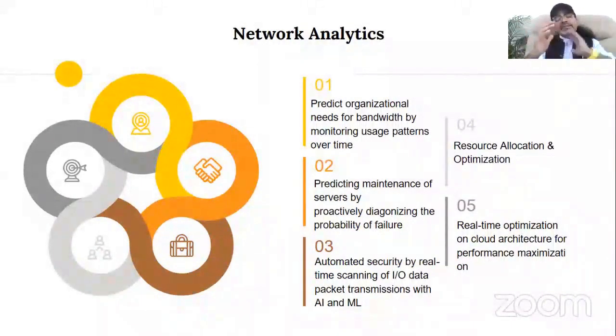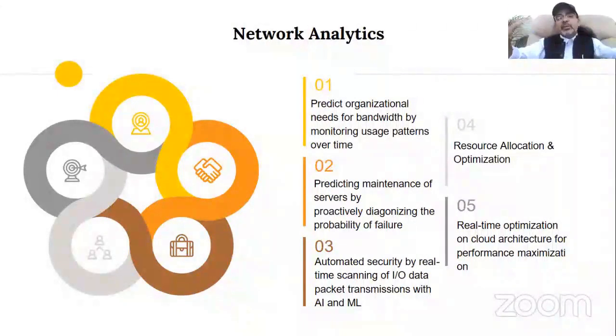Automated security by real-time scanning of input-output data. That's a very important part. It's not that the security of the network is being taken care of by somebody looking at what is coming. It doesn't happen like that. It is absolutely automated. We have algorithms which can figure out what kind of images are coming, what kind of codes are coming, and if by our AI ML algorithms we find that these are somehow breaching our company policy, organization policy, or client policy, they are automatically restricted. That's the beauty of network analytics.